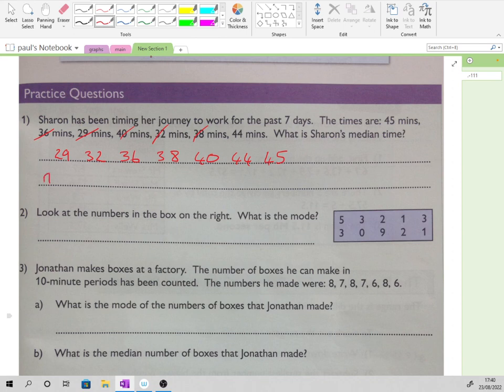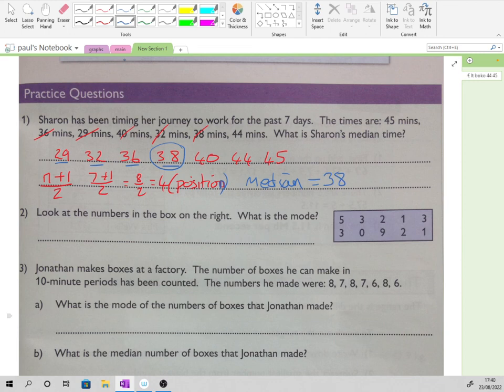We do it this way, and get used to doing it this way because you can do this for any of them. So 1, 2, 3, 4, 5, 6, 7. So 7 plus 1 divided by 2 is 8 divided by 2, which equals 4. Now that's the position. So we go 4 from the end. 1, 2, 3, 4, 38. So the median equals 38.